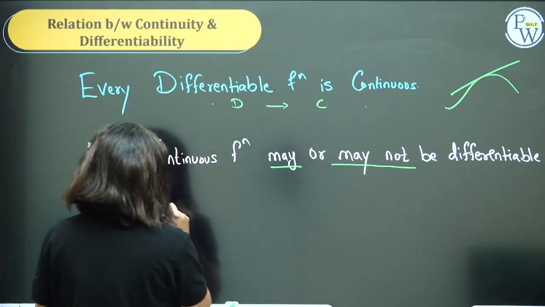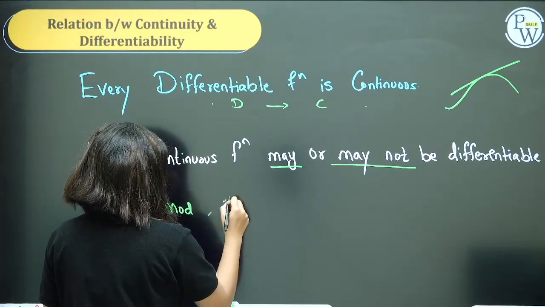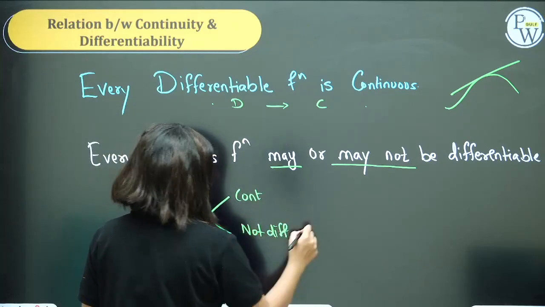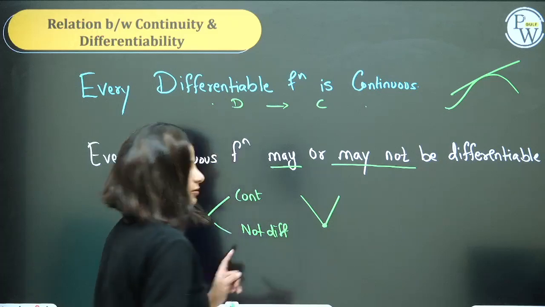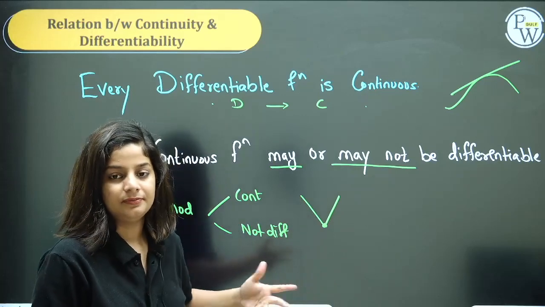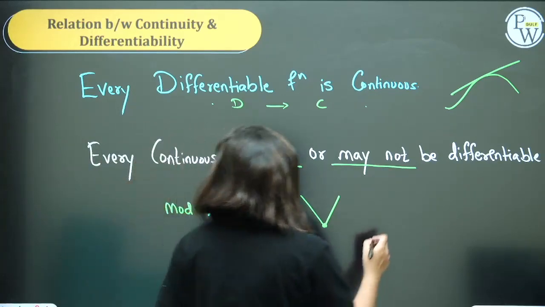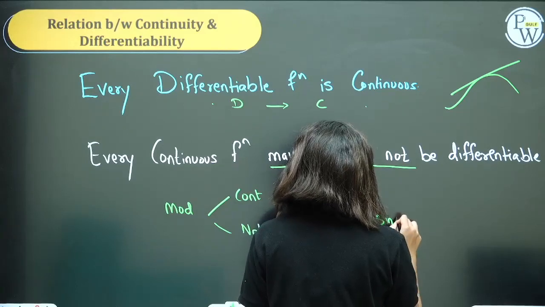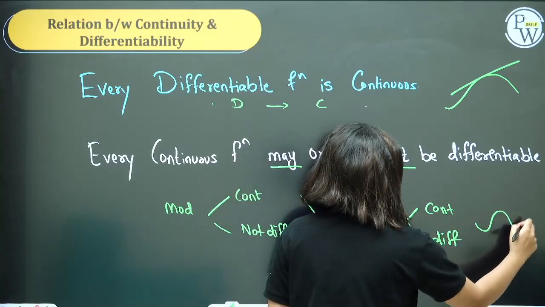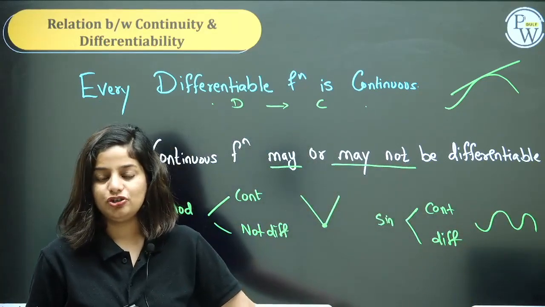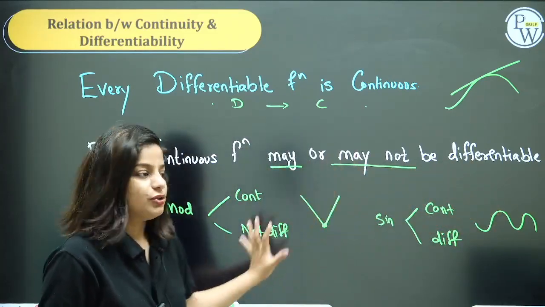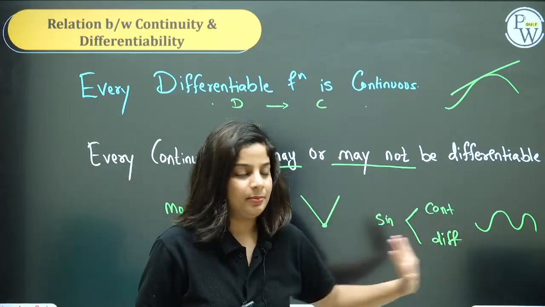Like for example, the mod function. It is continuous, but it is not differentiable. Continuous, but not differentiable. So every continuous function may or may not be differentiable. Depends. Some continuous functions may be differentiable, like for example, sin x. It is continuous and differentiable, both. You can draw the tangent at each point and find the slope. You can also see the continuity. There is no break.